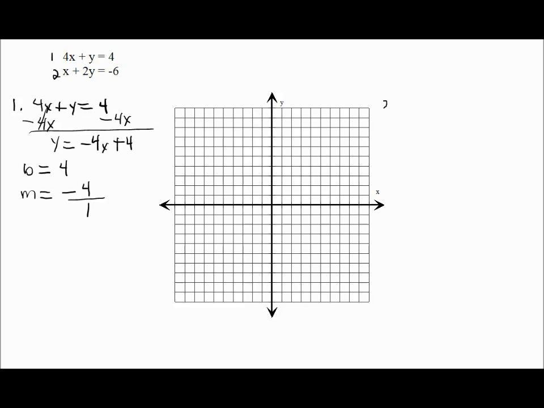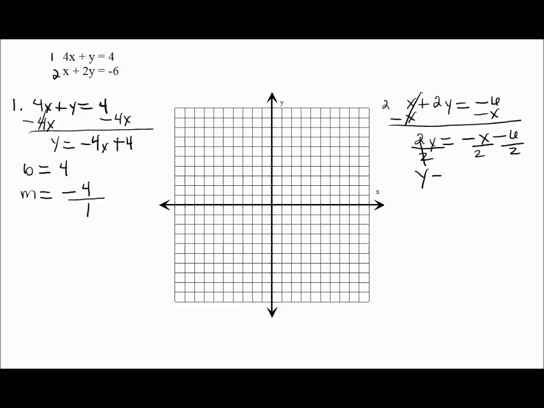For the second equation, which was x plus 2y equals negative 6, I'm going to do the same thing and put it in slope-intercept form. My x's cancel out on the left. That leaves me with 2y equals negative x minus 6. Then I'll divide everything by 2.